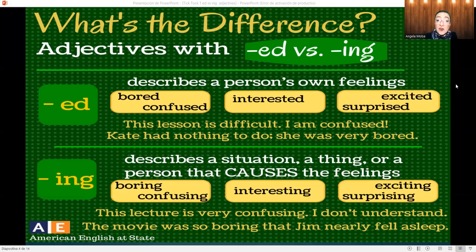And for example, the movie was so boring that Jim nearly fell asleep. The movie was the one who was boring. And thanks to the movie being boring, he was feeling so bored that he almost fell asleep. That's the difference that we are going to have.